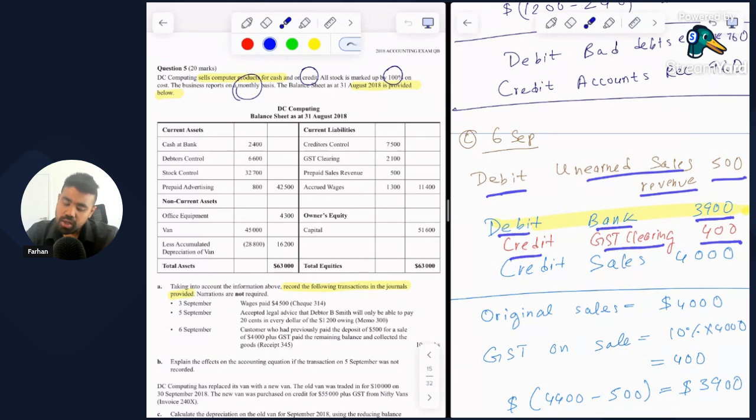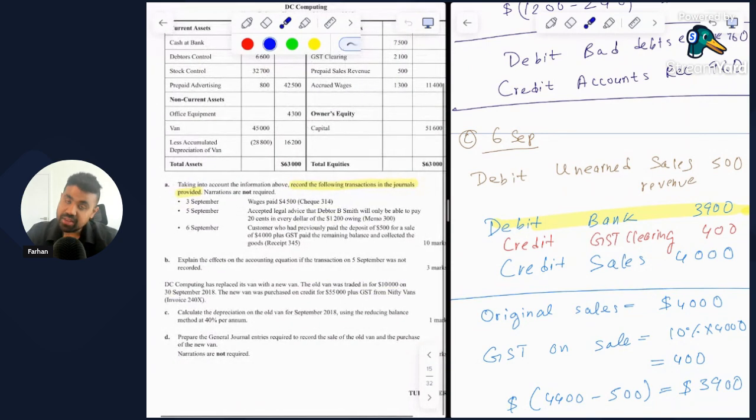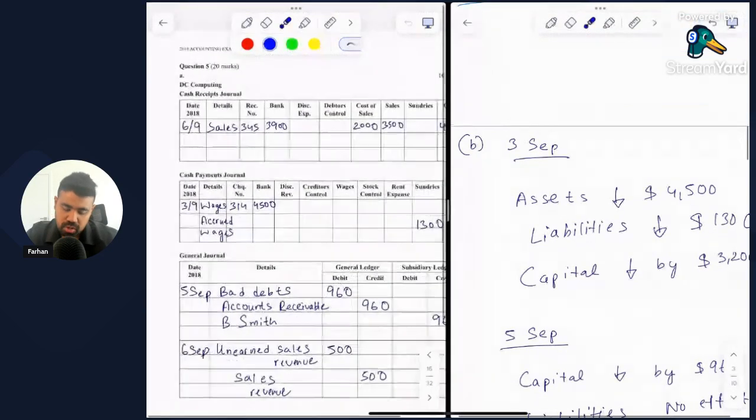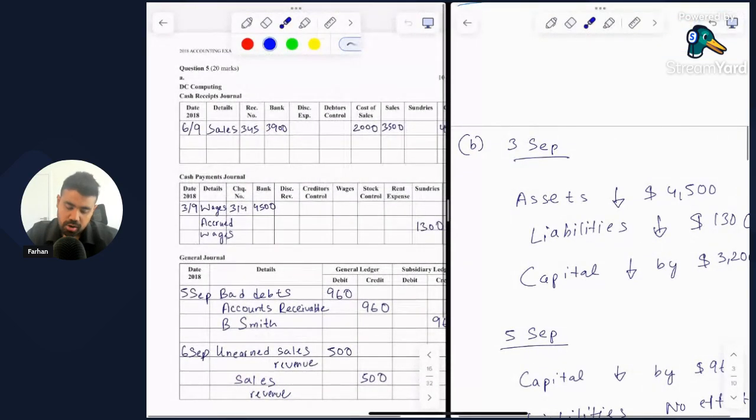Okay? All right. And then you have credit sales by $4,000, which means your revenues earned are increasing by $4,000, which means your profit should go up by $4,000, which means if your profit goes up by $4,000, your capital should go up by $4,000. Okay? So I believe that's clear with what's happening with parts A and B. Now let's move to part C and D, which I believe a lot of students face issues with. So let's see what's going on.